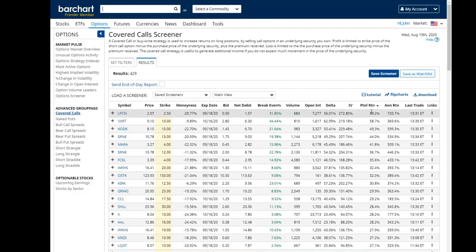And then our potential return. Remember, it's a good thing that we're going to get this stock called away from us, because that's going to give us our maximum profit. All right, so those are the basics of a covered call strategy. Those are the takeaways of the covered call strategy.